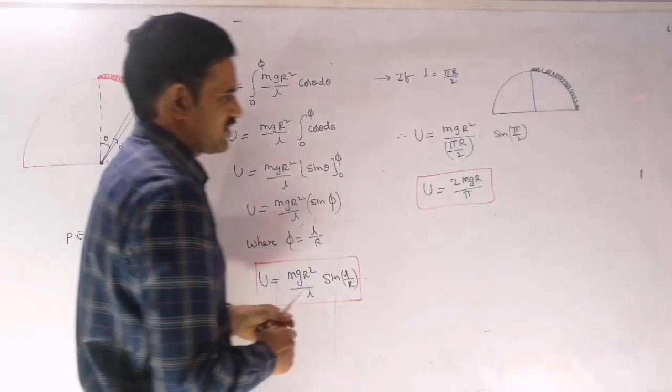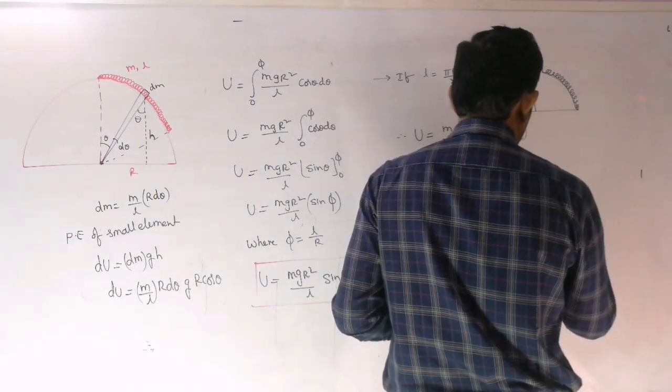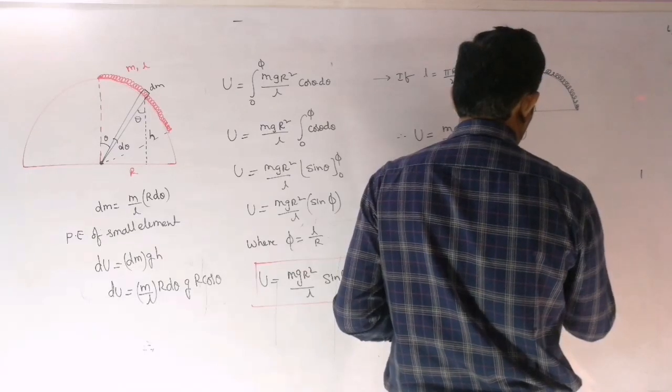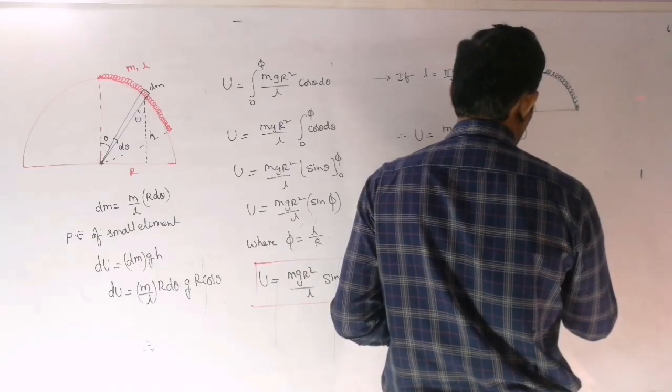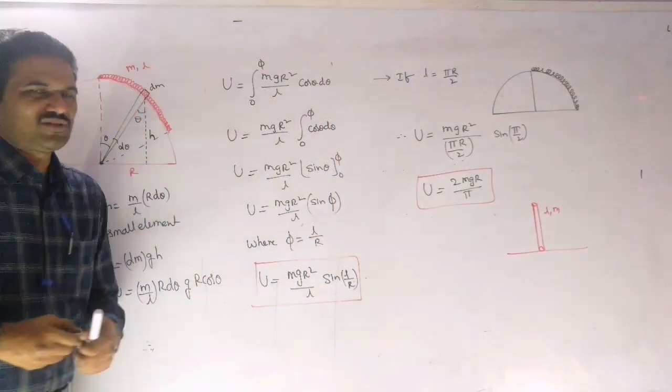Now in a similar way, suppose I ask, a rod is placed vertically, a rod of length L and mass M is placed vertically. What is the potential energy of that system?